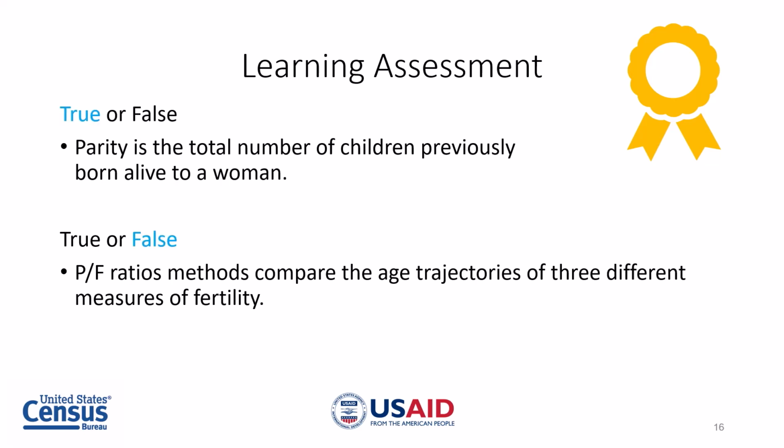Here are the answers for the previous questions. First statement, parity is the total number of children previously born alive to a woman. It is true. Second statement, PF ratio methods compare the age trajectories of three different measures of fertility. It is false. The methods compare two age trajectories of different measures of fertility: average parity and lifetime fertility equivalents.